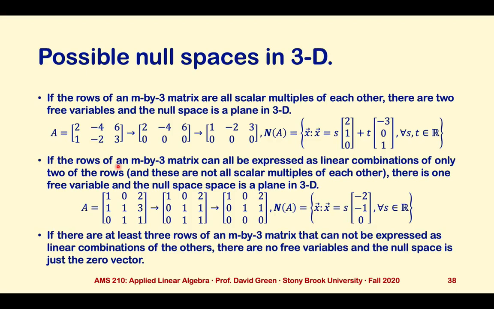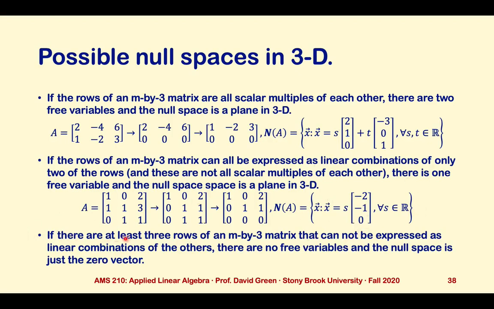If we don't have this, if the rows can be expressed as linear combinations of two of the rows, but they're not scalar multiples, right? This is the situation where we end up with one free variable. An example is shown here. The first row plus the second row equals the third row. So none of these are scalar multiples, but one of them can be written as a linear combination of the others. When we have this structure, Gaussian elimination will take us to a reduced row echelon form with two pivots, one free variable. This leads us to one special solution. The null space is a line.